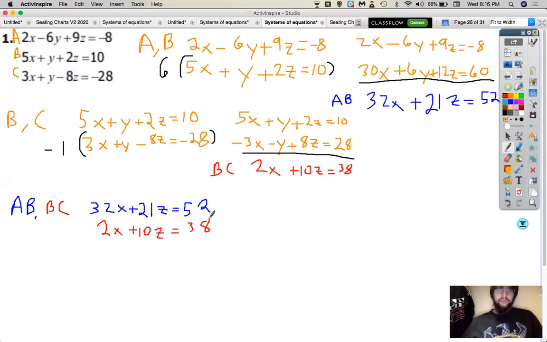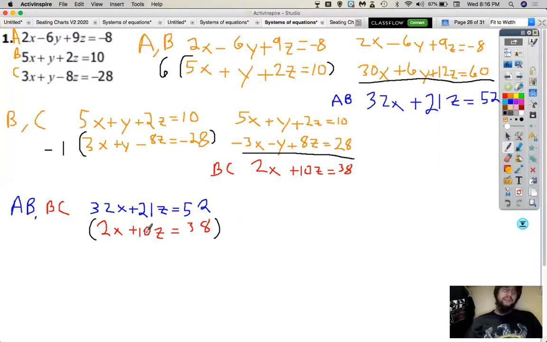38. Again, I can't just add them together because it's not going to eliminate. So I'm going to multiply through by, well, let's see, that's 32x and that's a 2x. That's not too terrible. 16. 21 and 10.